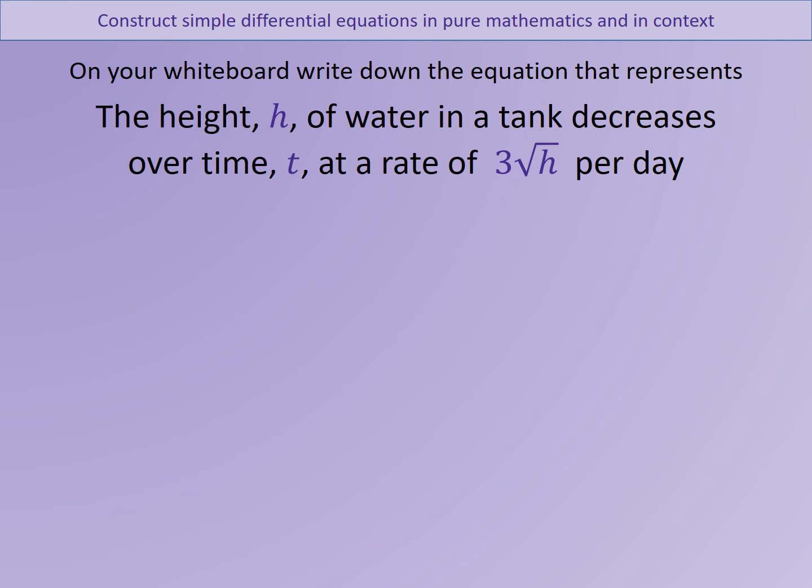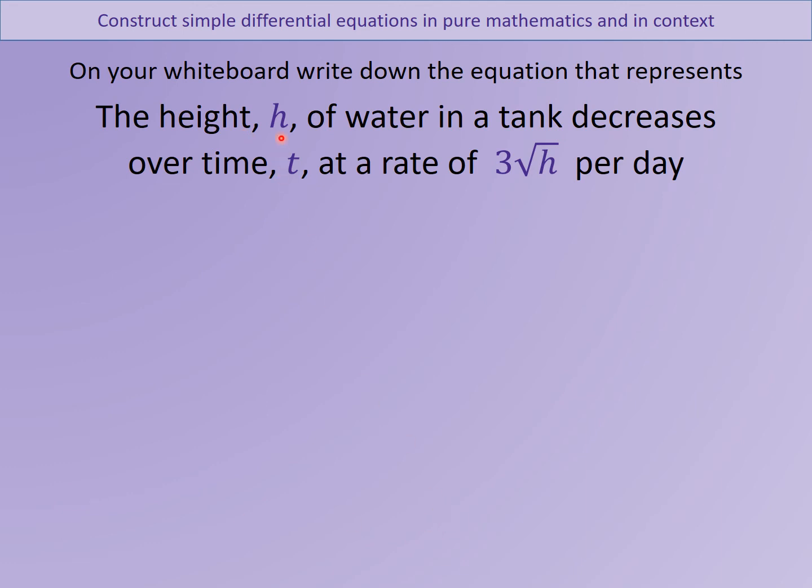The height h of water in a tank decreases over time t at a rate of 3 root h per day. Again, picking out some of that key language, noticing the fact it doesn't mention proportionality. It's giving you a rate per day, so it's telling you already what the rate is. It's telling you what your gradient function is going to be. How do I write my gradient function? Change in height of the water tank over time. It's not always over time. We'll come to some of those later on, but generally they would be because things change over time.